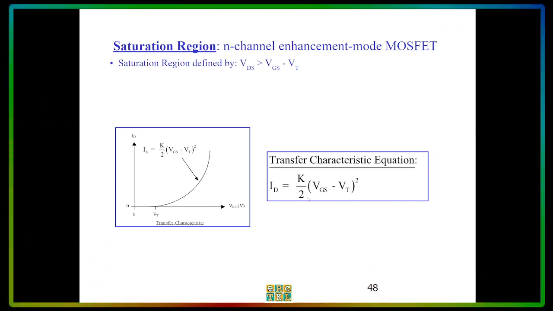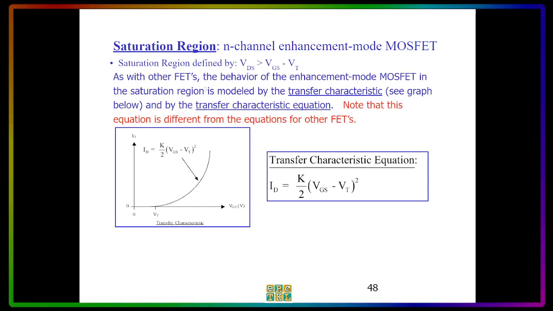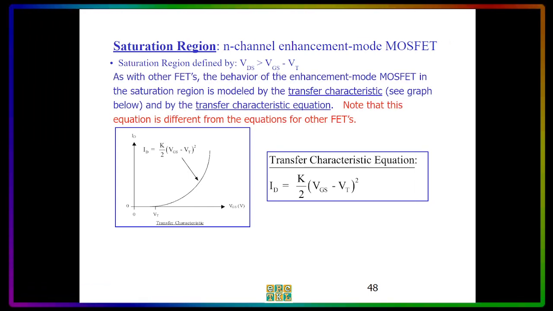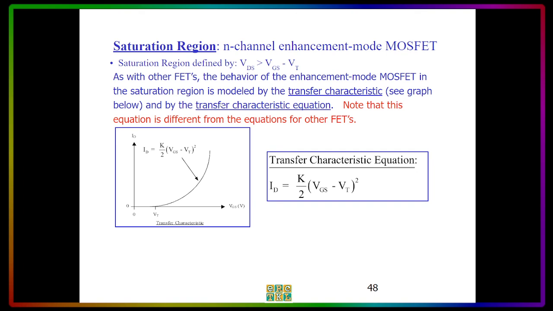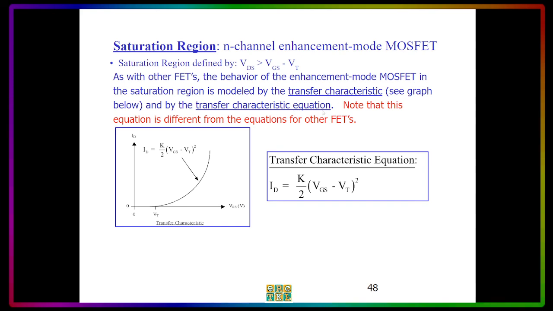And the ID will be equal to K over 2 multiplied by VGS minus VT raised to the second power. So this is the saturation region defined by the difference of VGS minus VT more than VDS. So just like the other FETs, the behavior of the E mode MOSFET in the saturation region is modeled by the transfer characteristic. So looking at this graph here below and by the transfer characteristic equation.